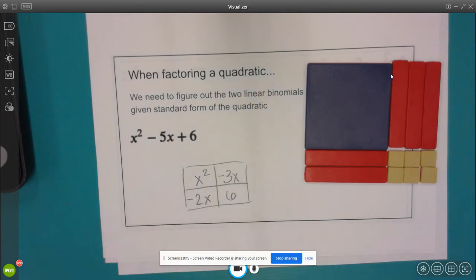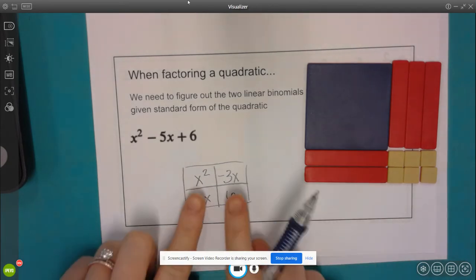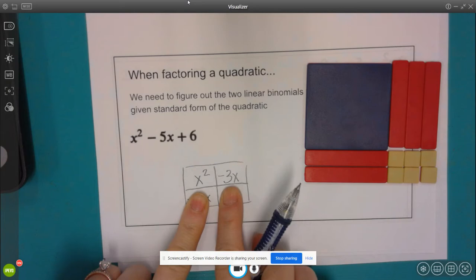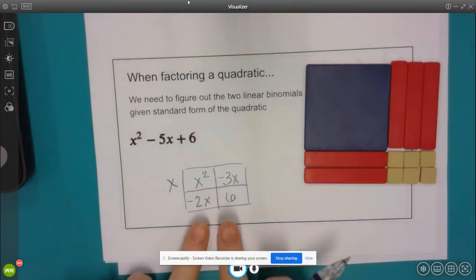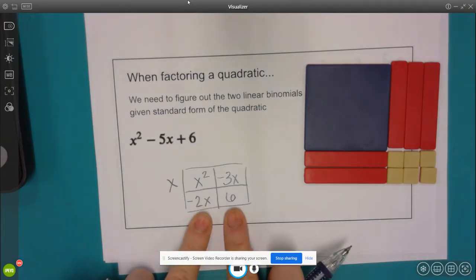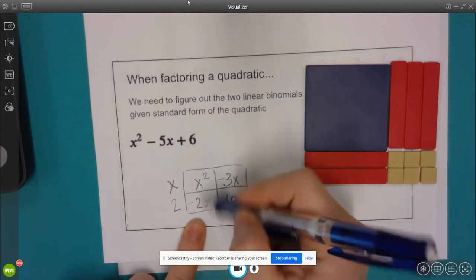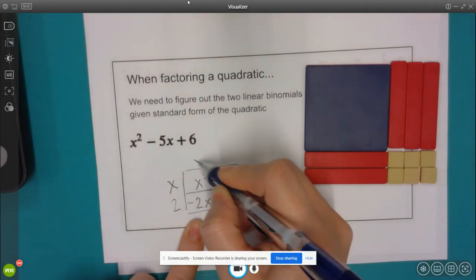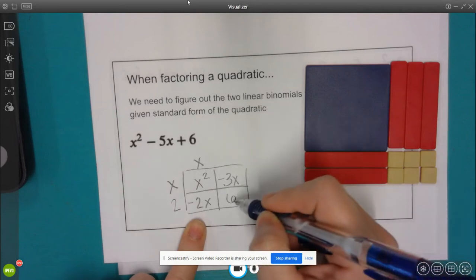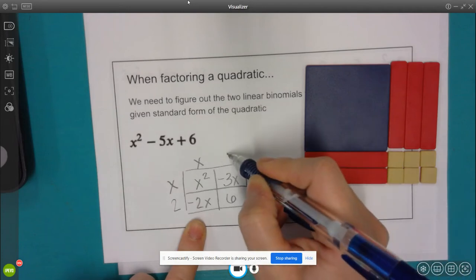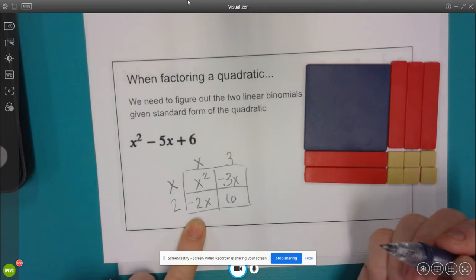So now to get from the inside of the box out, I'm going to look for my common factors. So between x squared and negative 3x, they have x in common. Between negative 2x and 6, they have a 2 in common. X squared and negative 2x have an x, and negative 3x and 6 have 3 in common.